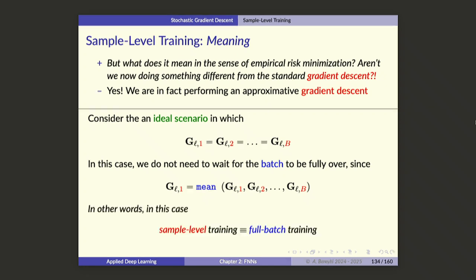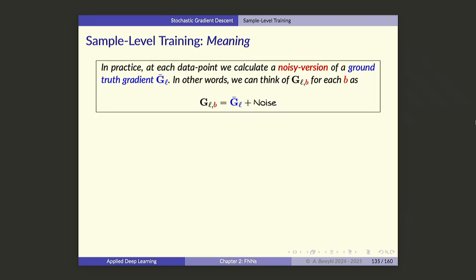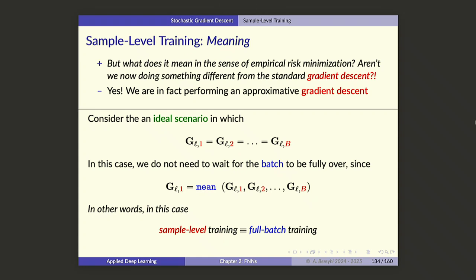So if I could somehow think of this thing happening, then this sample-wise training is basically the full batch training that we are doing right now, right? I don't need to wait for the whole full batch. If that ideal case is happening, like every single gradient is the same, then doing it every sample is equivalent to doing it every complete batch. What is happening in practice is that you are not going to compute exactly the same thing. So this equality is not happening.